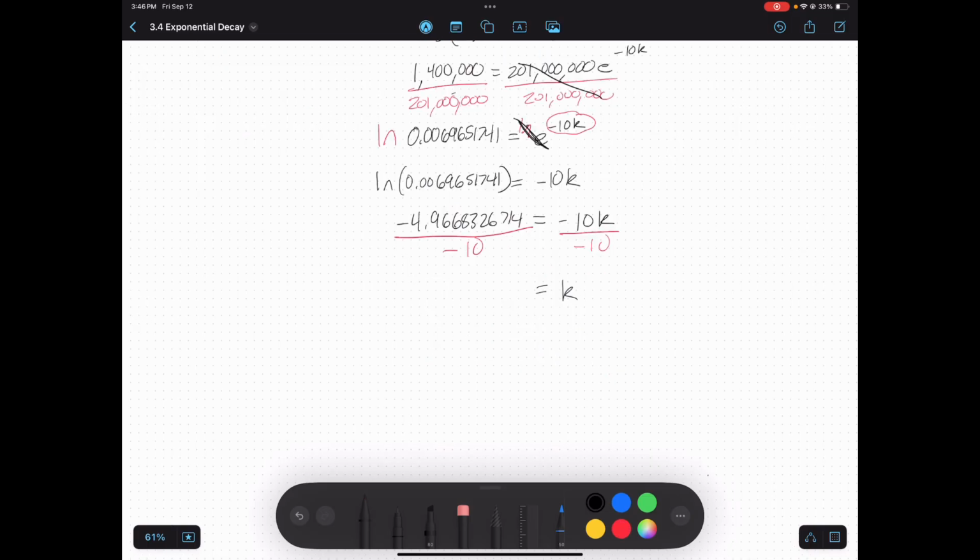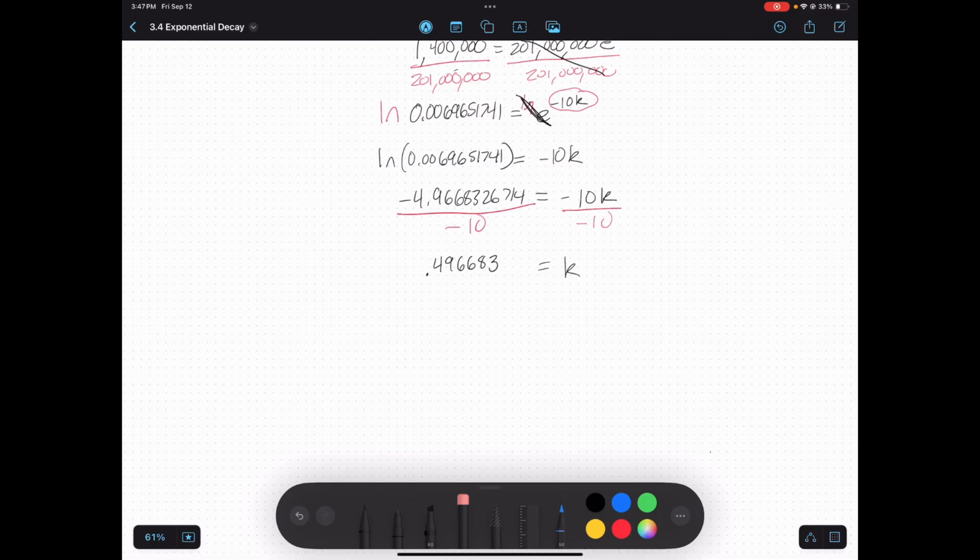And this is where I'll go ahead and round. It tells you to round to 6 decimal places. And so I get 0.496683. Oh, and the negatives canceled out. And that's because there was already a negative in the formula. And so it's okay that k is positive because there's already a negative in the formula.